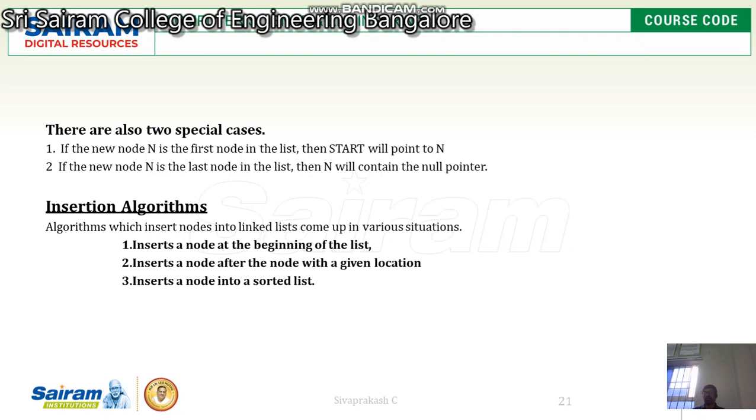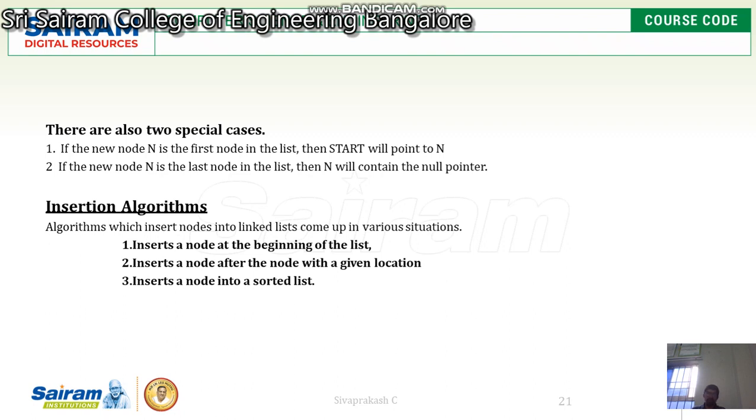Two scenarios. One is the node which I am going to insert is going to be the first node. If that's the case, I'll see that the start will point to this. What is the other case? The node which I am going to insert happens to be the last node, and for the last node there is no pointer, right? So this is going to be a null pointer. So we use three algorithms for this. The first case is, we are going to insert a node at the beginning of a list, as I told.